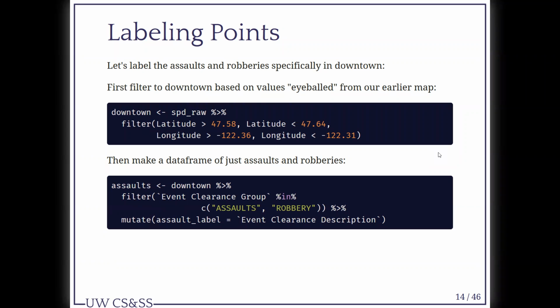We filtered based on those numeric values for our latitudes and longitudes. And then we made a data frame of just assaults and robberies based on this downtown filtered data. So we just said in this group of incidents, keep only the assaults and robberies. And then we're going to make a new column called assault label. That's going to be the description of whatever happened at that time.